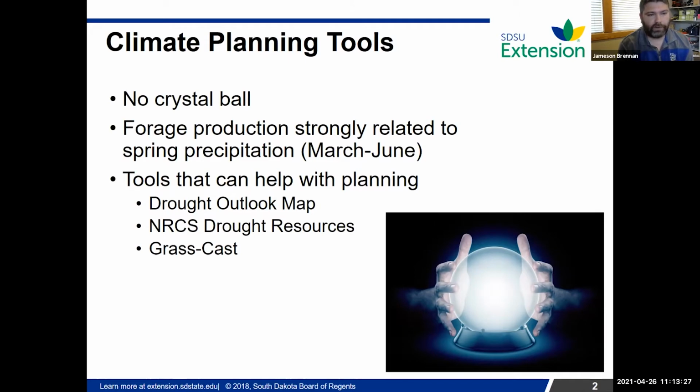And so with these climate planning tools, although there's no crystal ball that'll tell you 100% what your conditions are going to be, we do know that forage production is strongly related to that spring precipitation time period, so that March to June precip. And so these tools can really help when you're putting together your grazing management plans to give you an idea of what you might expect in terms of forage production for the year and how you might need to adapt your plans to meet that. So 3 that I'm going to touch on today are the Drought Outlook Map, NRCS Drought Resources, and GrassCast.